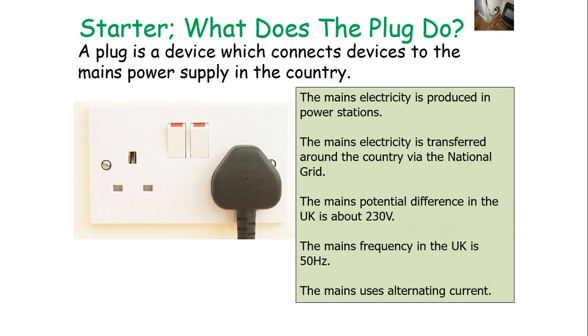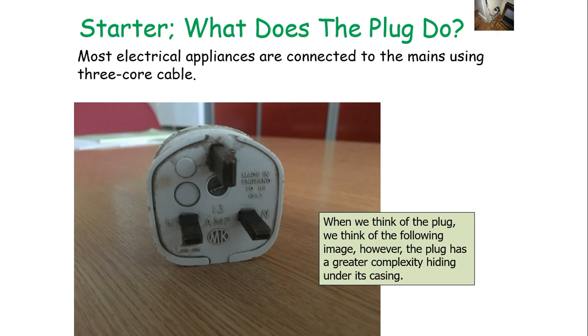Now, the mains potential difference in the United Kingdom is about 230 volts. The mains frequency in the UK is about 50 hertz, and the mains uses an alternating current to deliver this electrical energy around the country. So, most electrical appliances are connected to the mains using a 3-core cable.